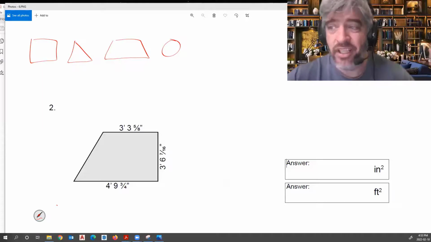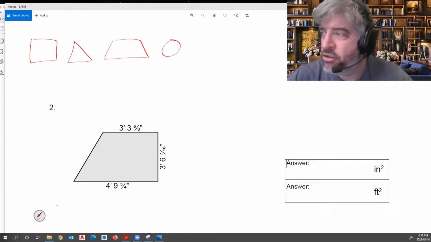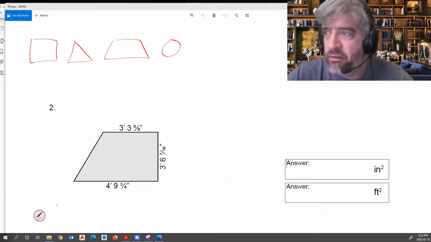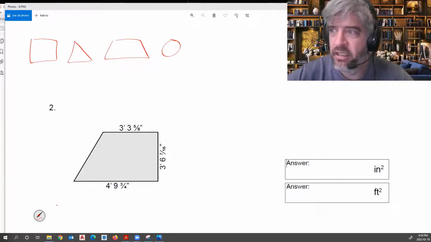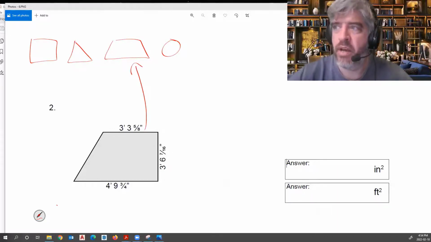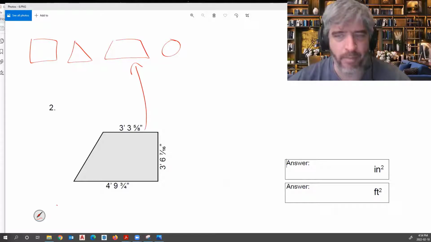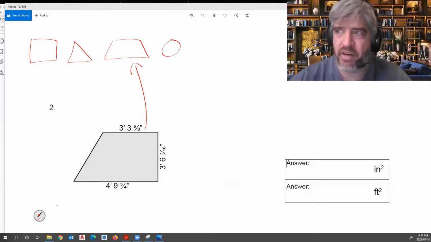So this shape here, I actually don't have to break down. You can, and I'll show you that as well. But first up, I'm just going to solve this using my trapezoid, because this is a trapezoid. Even though one side's cut off, the same theory applies.